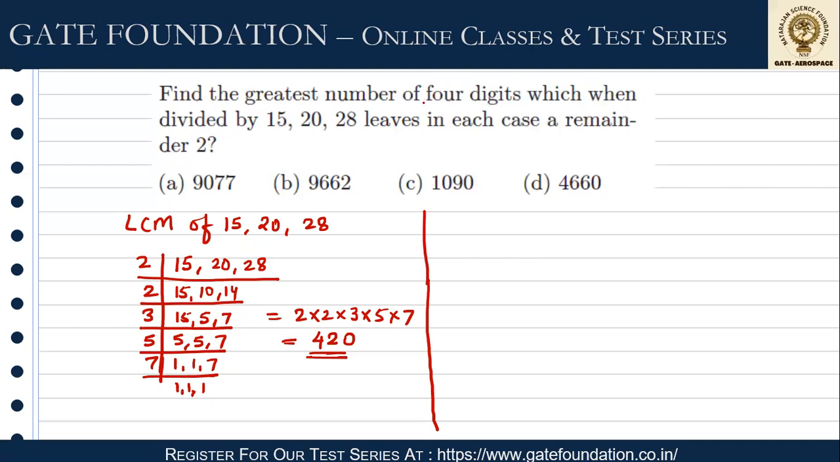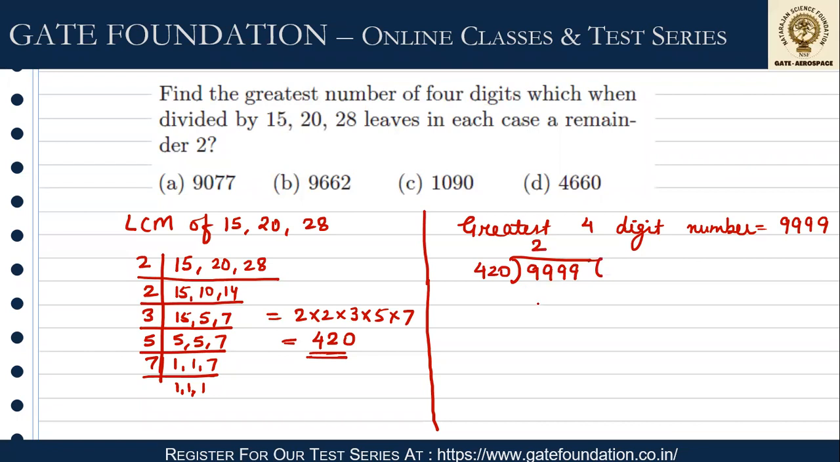So first of all, we need to find out what the greatest 4-digit number is. What is the greatest 4-digit number? 9999. Very good. I know this because if we add 1 to this, we'll get a 5-digit number. So I'll divide 9999 by 420 to find out the remainder. I'm interested in finding the remainder.